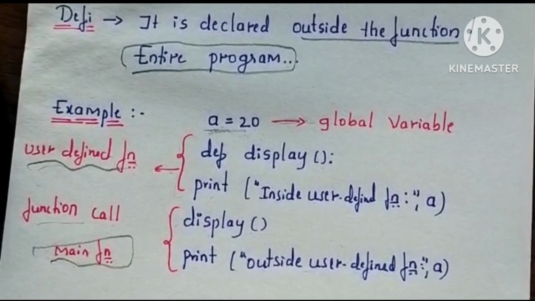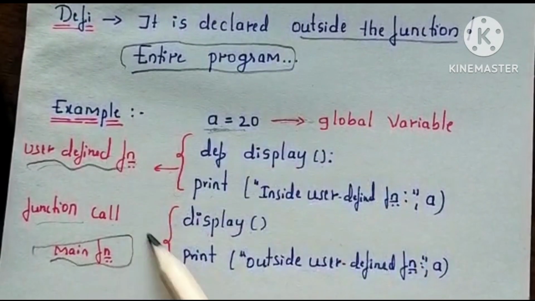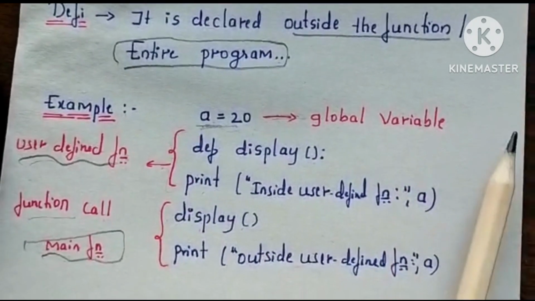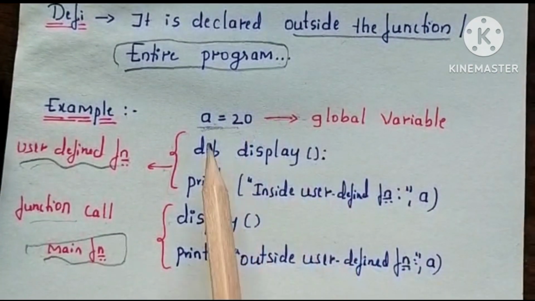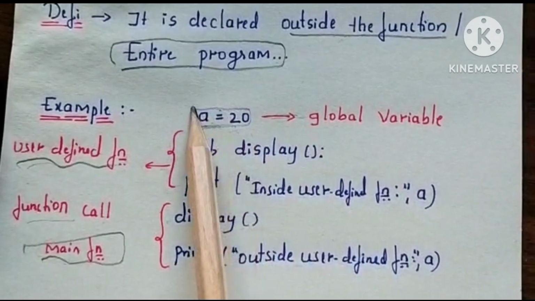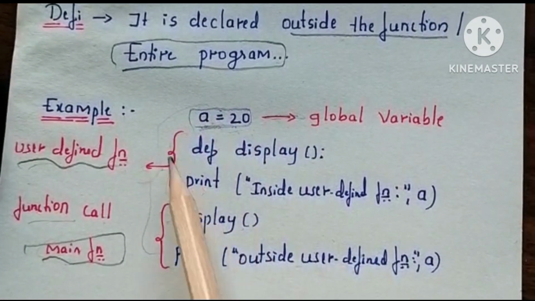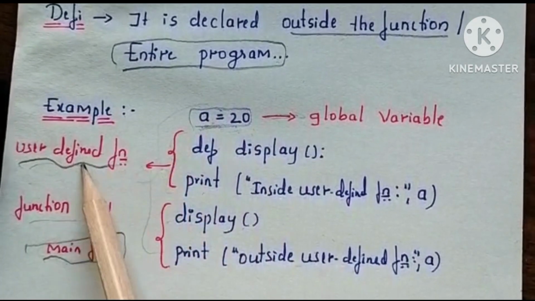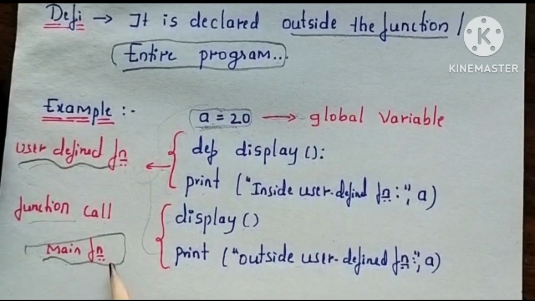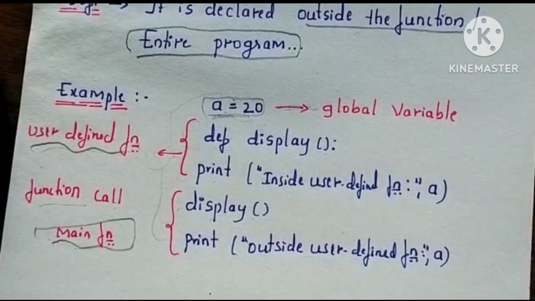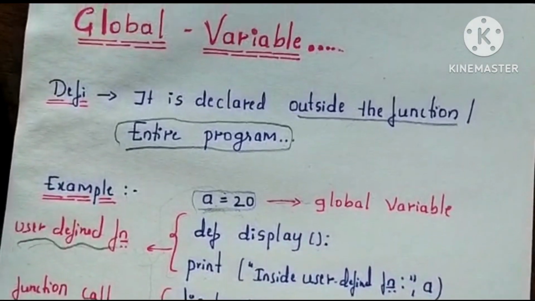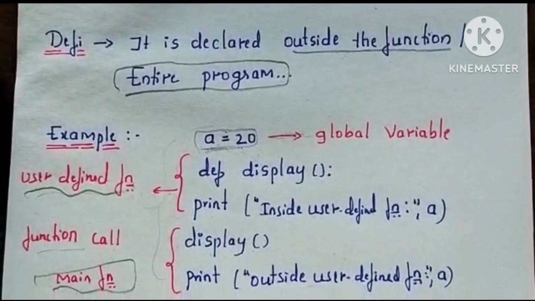Okay, so this is the global variable. How it works: it is declared outside of the function, so this a value can be used in the entire program. That means you can use it in the user defined function, and even in the main function. So this is the global variable definition and example.